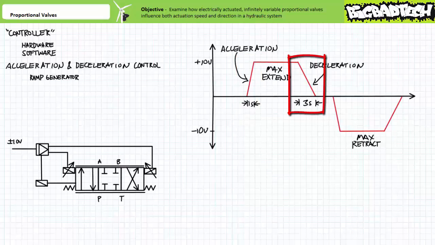It then exhibits a more gradual deceleration slope, and the voltage goes from positive 10 volts to 0 volts over a period of 3 seconds. It exhibits similar acceleration and deceleration in the retraction direction. Note the flatline periods between acceleration and deceleration periods is when the actuator is experiencing maximum flow and moving at maximum speed in a given direction.